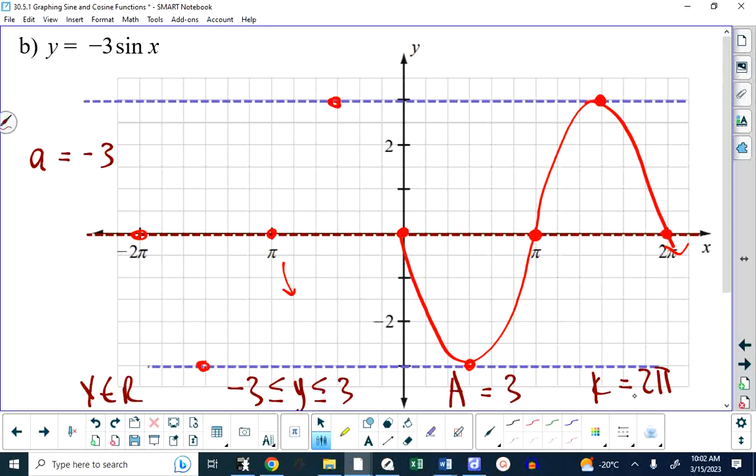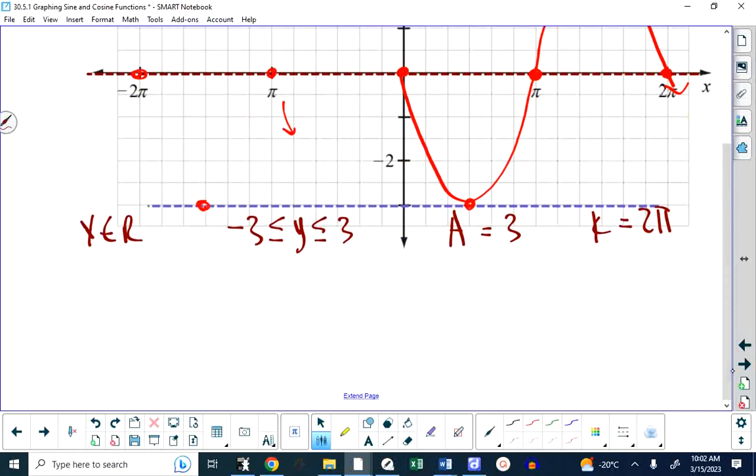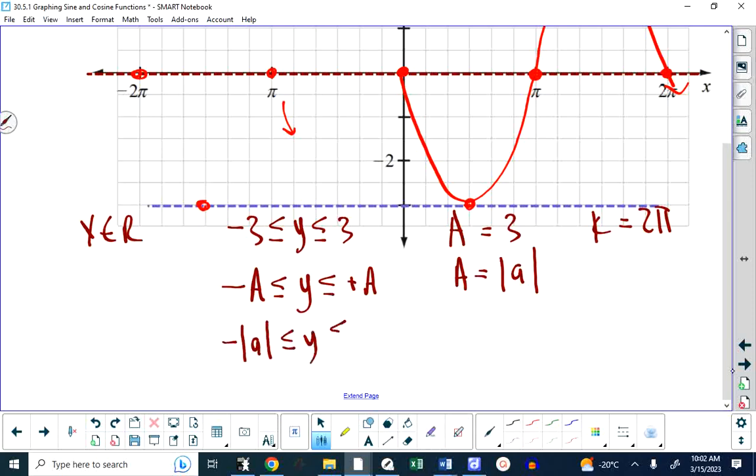So, by the way, if you think about what I just said, this is the negative of the amplitude to the positive of the amplitude. I've told you the amplitude is the absolute value of A, which means you could say this. But I think it's important that you distinguish between little a and big A. They're different. I mean, they might be the same, but they have different meanings.